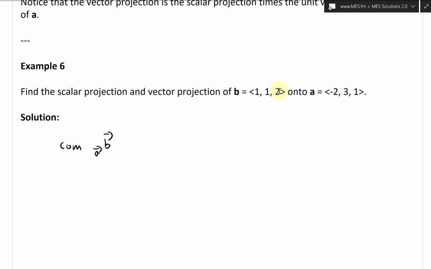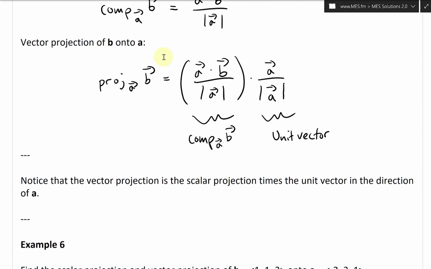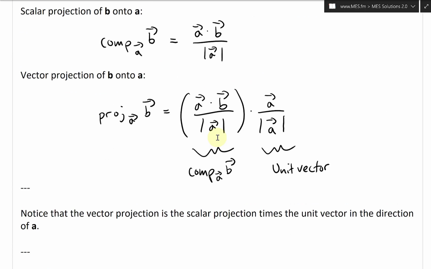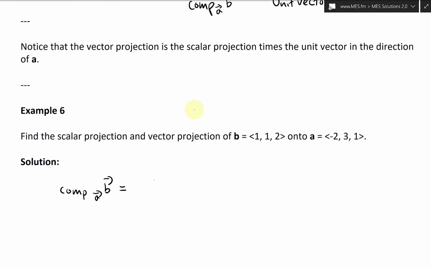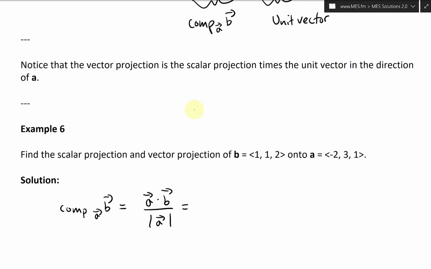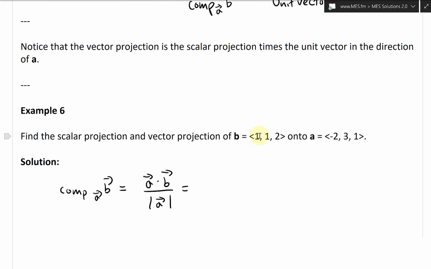Let's erase this better. The component. This right here, and this is just, again, the dot product divided by the length. So this is going to be A dot B over the length of A. Let's put this all together. So the dot product, we'll go A here first. So negative 2 times 1 plus 3 times 1 plus 1 times 2.